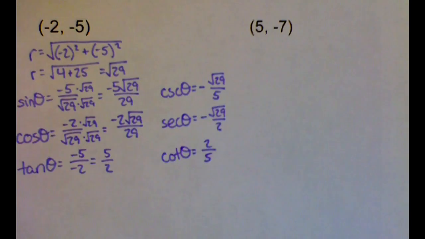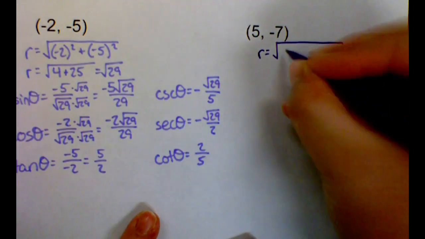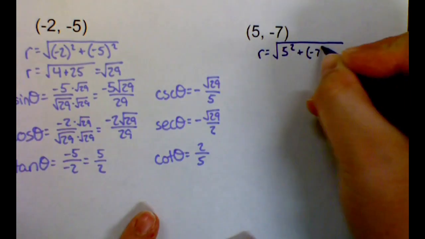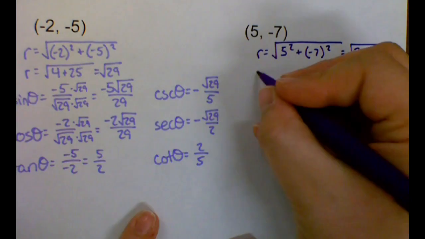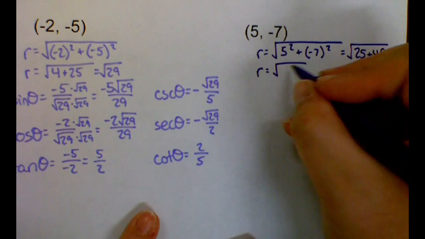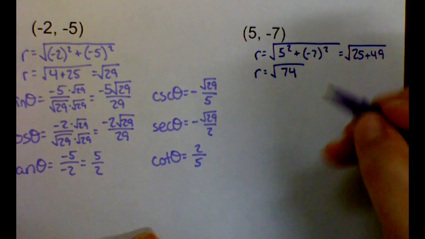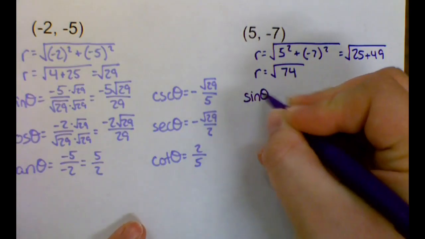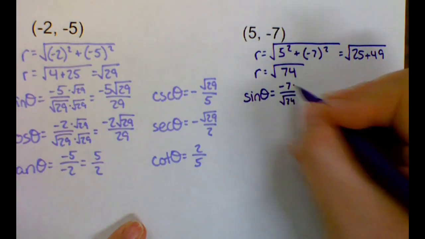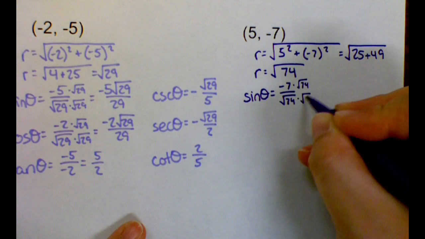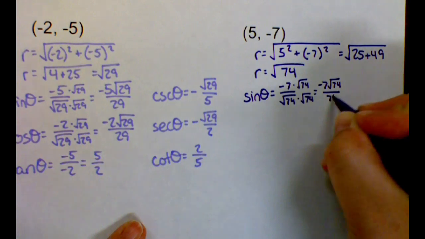Now for 5, negative 7. Start by finding r. R is equal to the square root of 5 squared plus negative 7 squared, which is the square root of 25 plus 49, which means r is the square root of 74. Square root of 74 does not simplify, so we'll leave it as it is. The sine of theta is y over r, so negative 7 over the square root of 74. Rationalize that denominator. We get negative 7 square root 74 over 74.